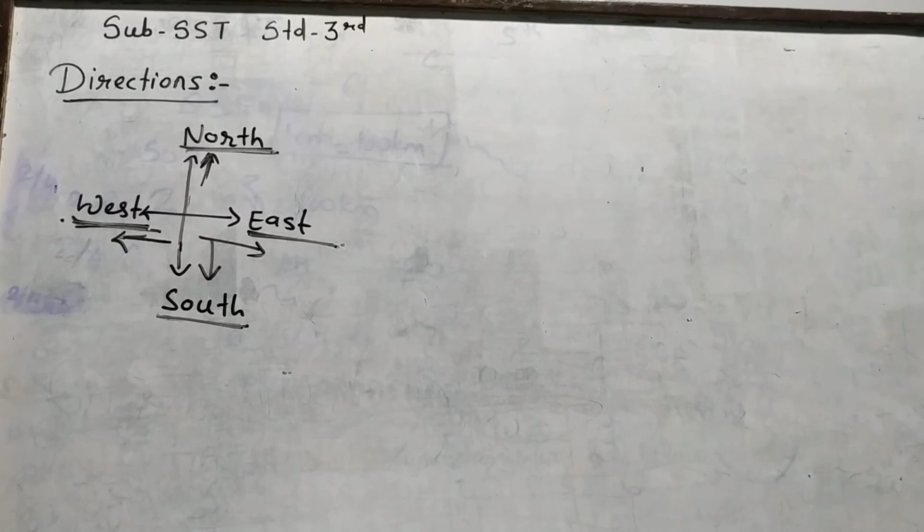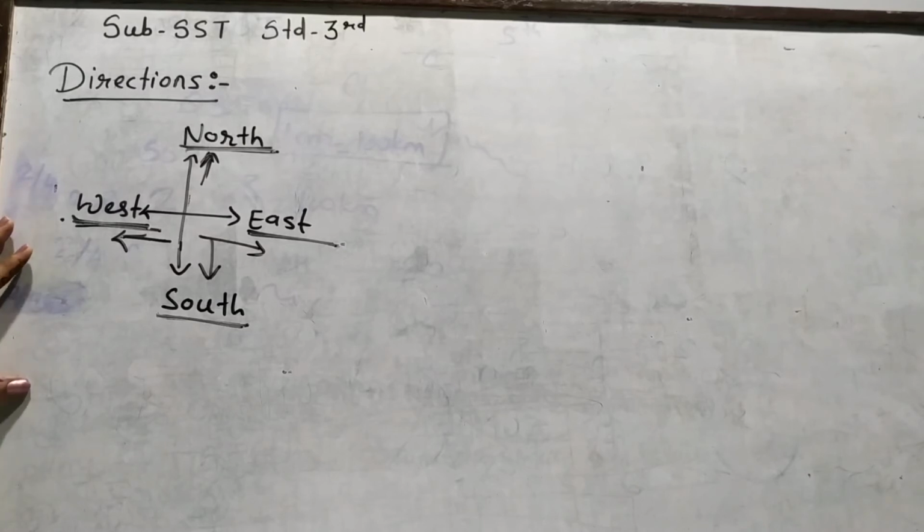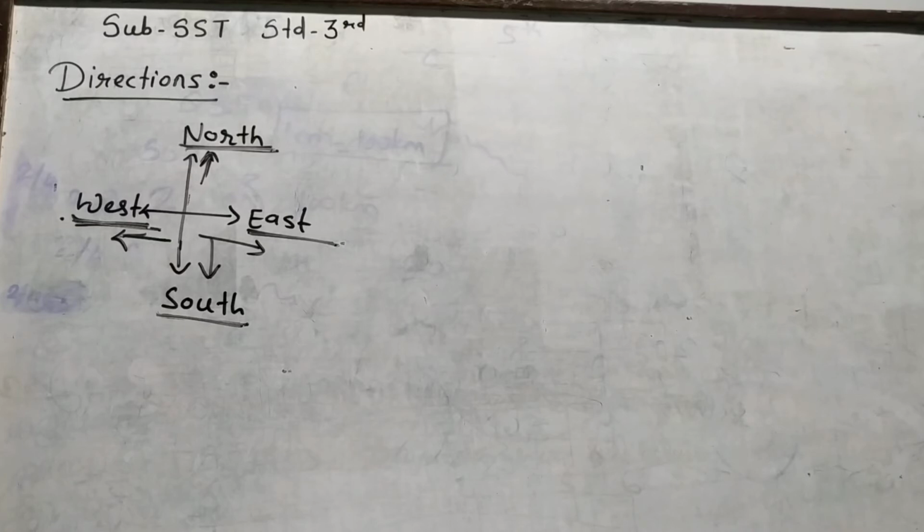These directions help to locate places on the map. What is the use of these directions? These directions are very helpful to locate the places on the map. मैप में किसी भी प्लेस को फाइंड आउट करने के लिए या लोकेट करने के लिए डायरेक्शंस का यूज होता है.